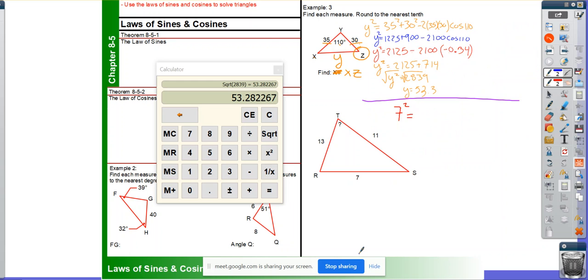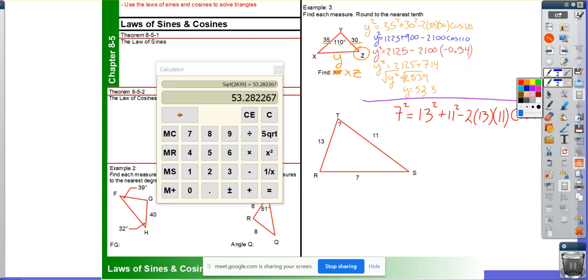You love me. All right, so 7 squared is equal to 13 squared plus 11 squared, minus 2 times 13 times 11, and then that is multiplied by the cosine of t. So now, what was your next computational step?